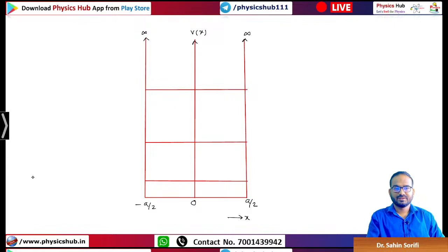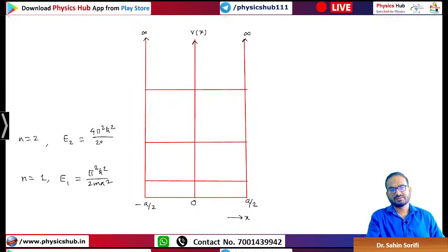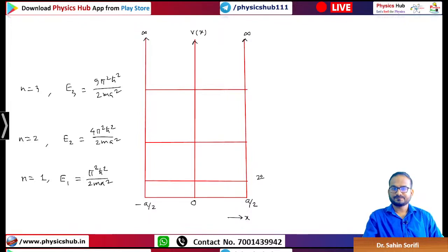Okay. So when you are choosing n is equals to 1, then the ground state energy is equals to pi square h cut square by twice m a square. So energy eigenvalues do not change. n is equals to 2, E2 is 4 pi square h cut square by twice m a square, and n equals to 3. Let's take another case, E3 is 9 pi square h cut square by twice m a square. But when you consider the wave function, psi 1 of x will be square root of 2 by a. Here what will be cos or sine?